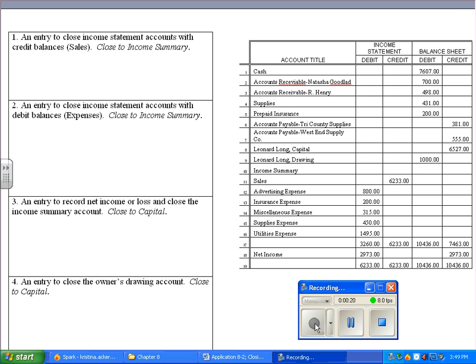Closing entries we use to close our temporary accounts in accounting. Our temporary accounts are sales, expenses, drawing, and income summary. So we're going to close those out. Our first entry is an entry to close income statement accounts with credit balances. So you're going to go to your worksheet, to the income statement column, and the income statement account with the credit balance is sales.